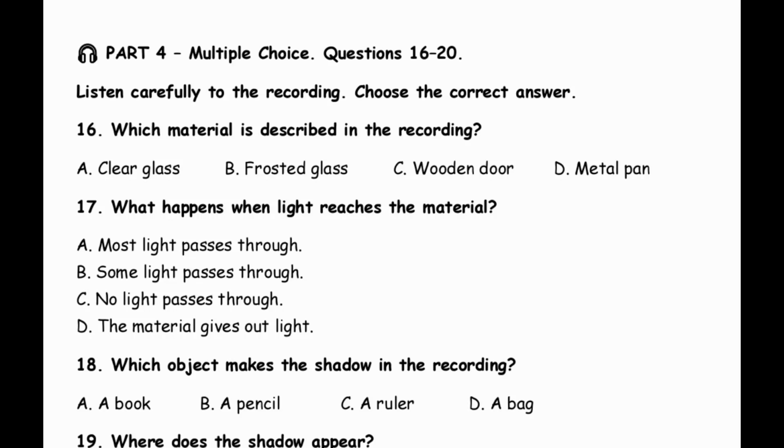Number 18. Next, I put an object between a lamp and a wall. The object blocks the light. A dark shape appears on the wall. What object am I using?